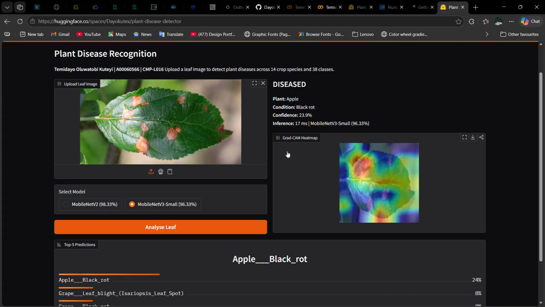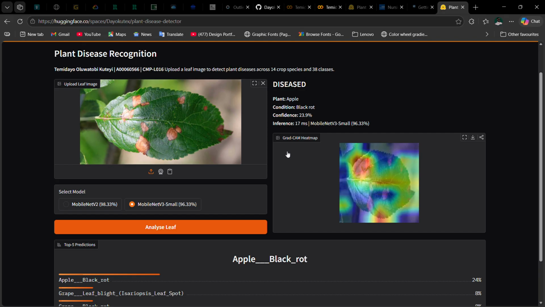So basically, to summarize the whole project, this project demonstrates that lightweight MobileNet models, when trained with ImageNet transfer learning, can achieve near state-of-the-art plant disease recognition with just 11% of the available data. The GradCam integration makes the system explainable and trustworthy for agricultural development.